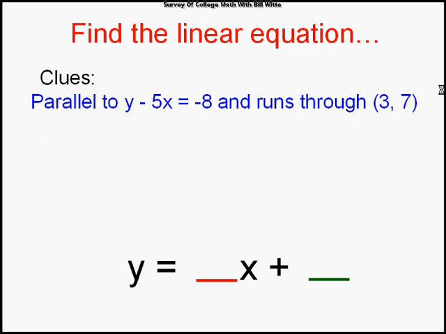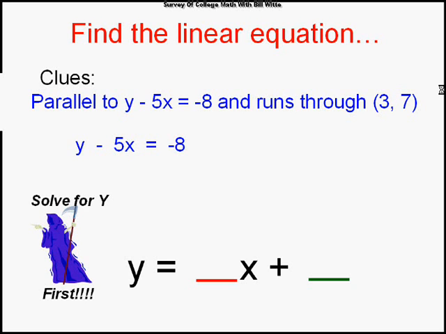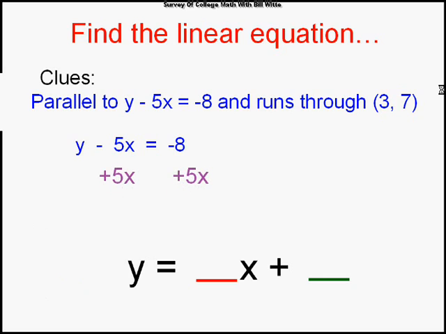This time I want a line that's parallel to y minus 5x equals negative 8 and runs through another point. Well, parallel means they have the same slope. But I don't know anything until I solve for y. So I've got to add 5x, and I get y is 5x minus 8.